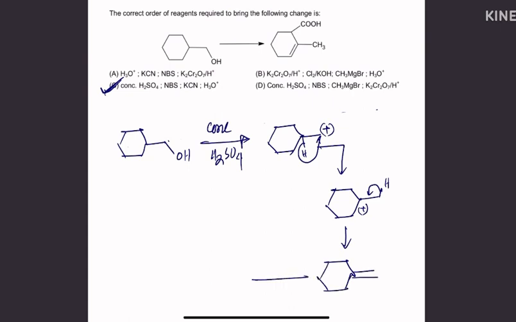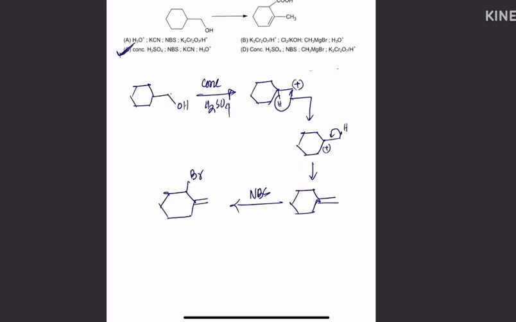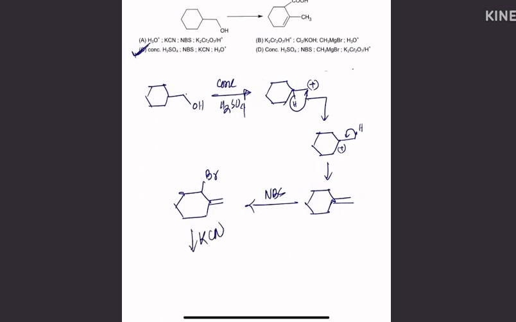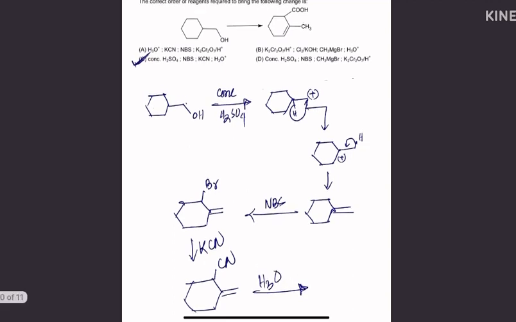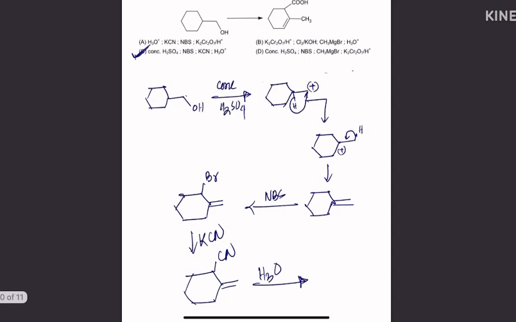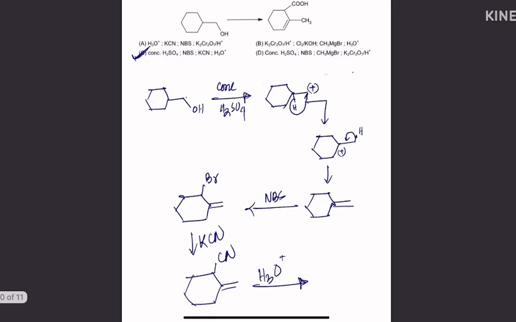Now see, if you add NBS, it will give a Br, and if I add KCN in that, KCN will attach, so it will form CN. Now if I add H3O plus, CN will become COOH, but will I get the same product? No. So this is not the correct answer.